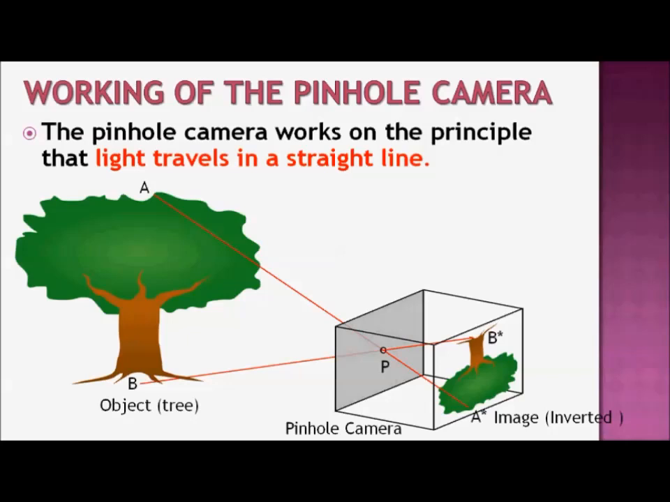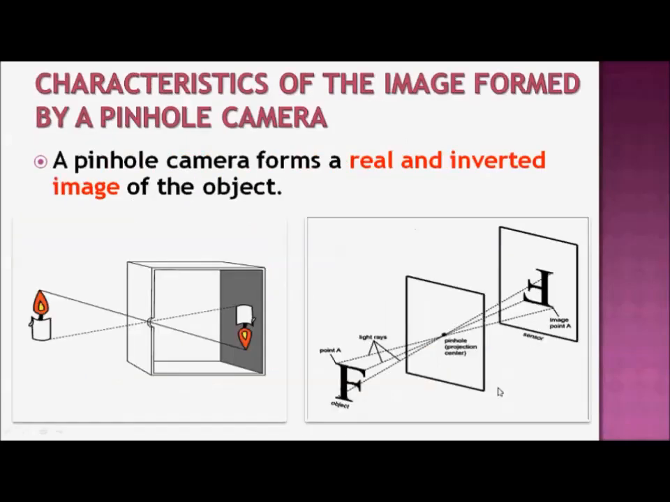Now, let us see what the characteristics of this image are. Here I have given two pictures, in which both pinhole cameras are forming images. Both these images are inverted images, isn't it? Upside down images. How are these images inverted? A pinhole camera forms a real and inverted image of the object.